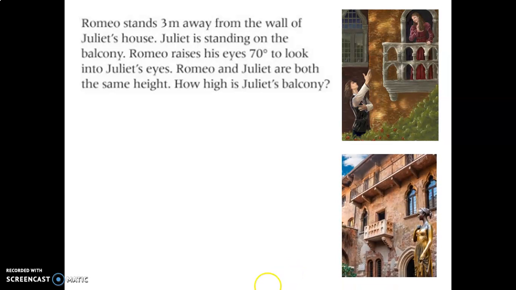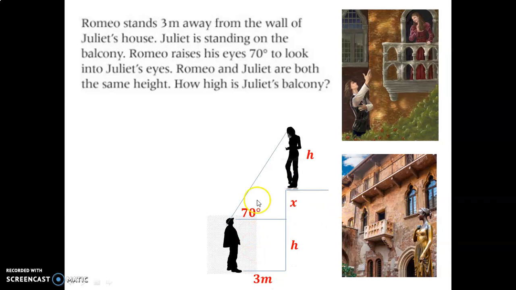In this one, you should know also that this famous balcony, supposedly in Verona, Italy, we have that balcony where Romeo stood and looked up at Juliet. So there's a picture of that. But here's the work for this one. Let's say we have this diagram.